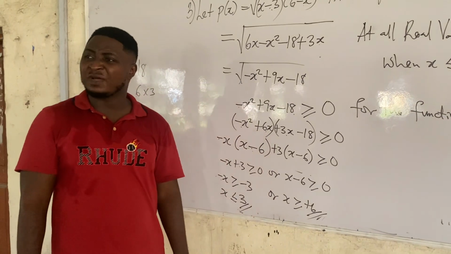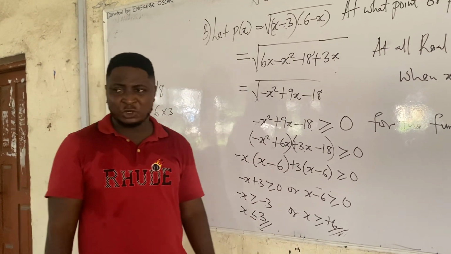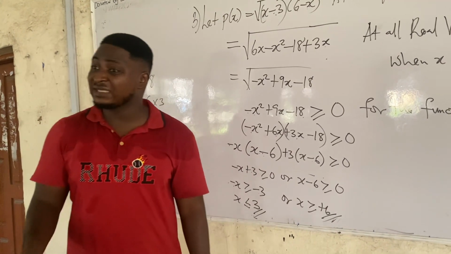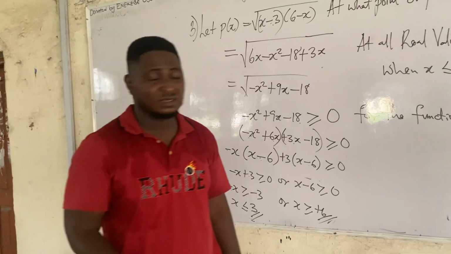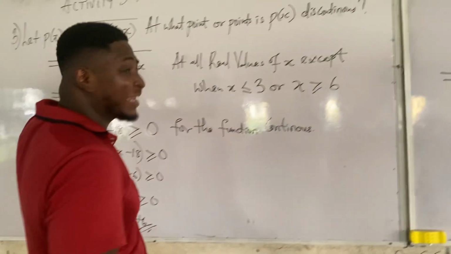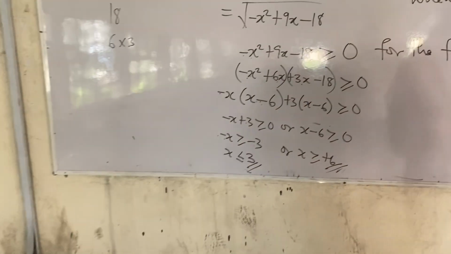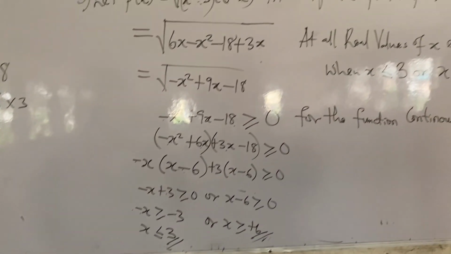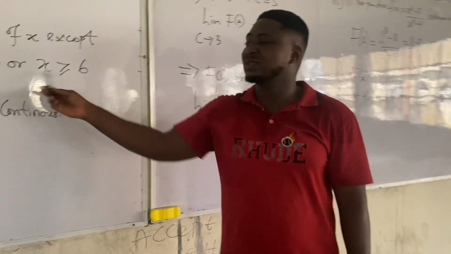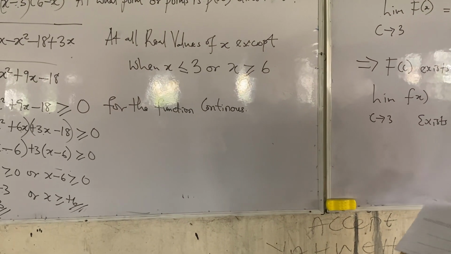But class, what we're trying to avoid is anything that makes you have a negative value in your square root. The function will not exist. The function will not do what? Exist. And if the function does not exist, it means the function is discontinuous. These are the only numbers that satisfy this, that can make this function continuous. So every other value of x, except these, the function will be discontinuous.